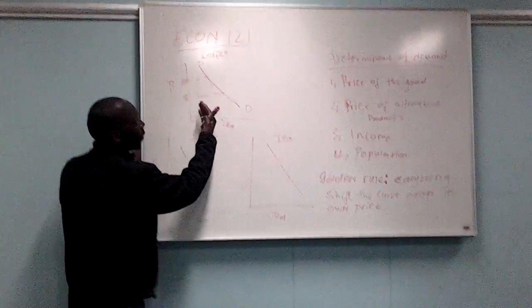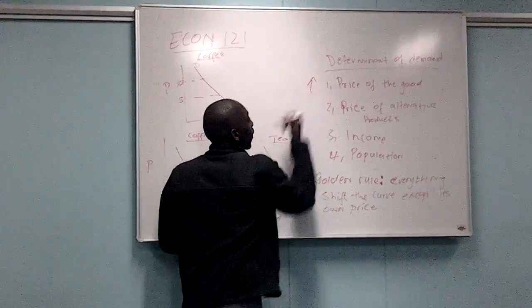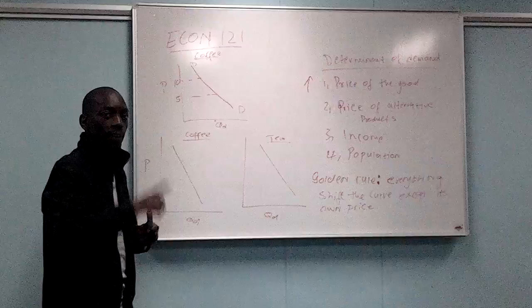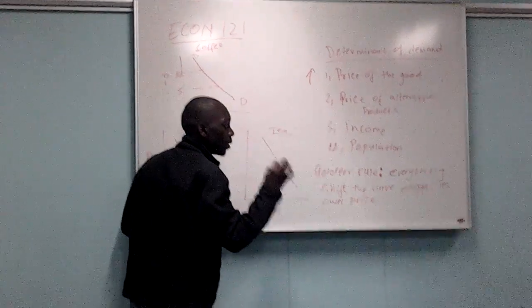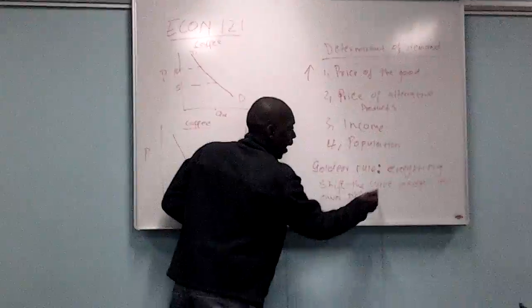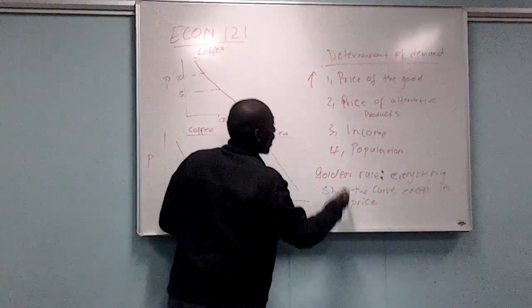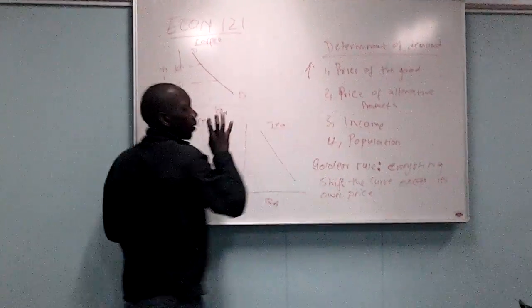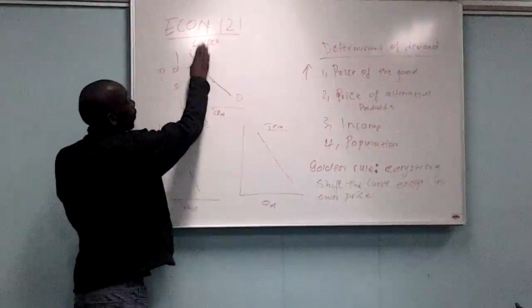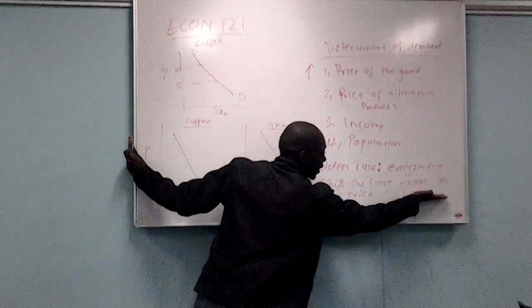How do these things influence the graph? Let's assume that you have an increase of prices. The first thing you check is the golden rule. You ask yourself this: everything shifts the curve except its own price. And then you ask, is this thing its own price? Is this the price of coffee? If the price of coffee goes up, then you know that you go to this part, except its price.